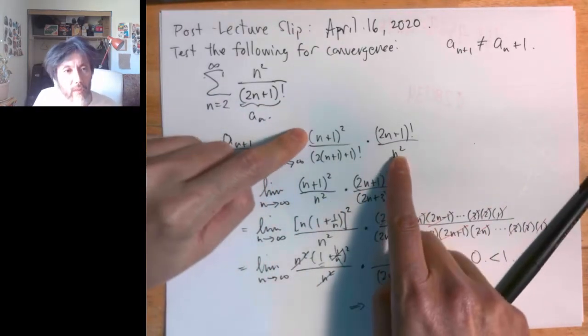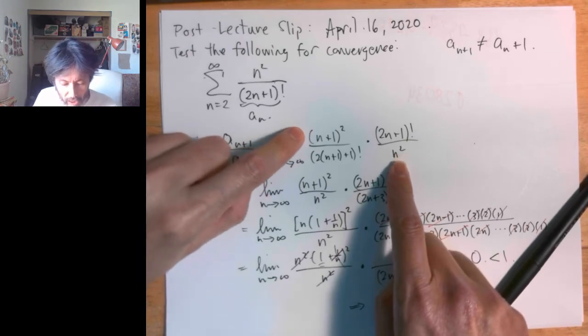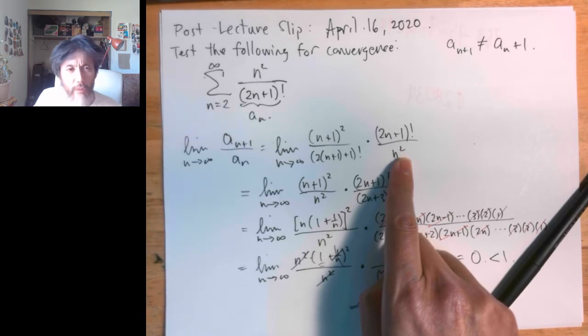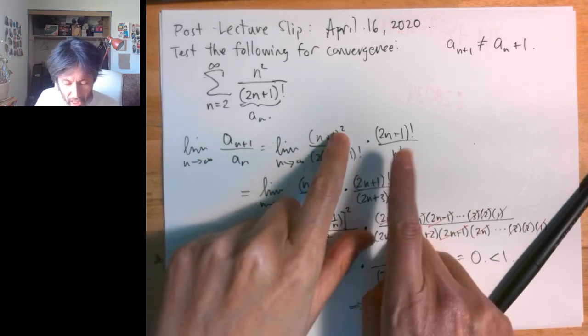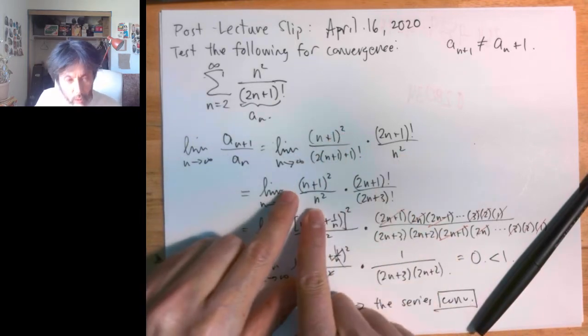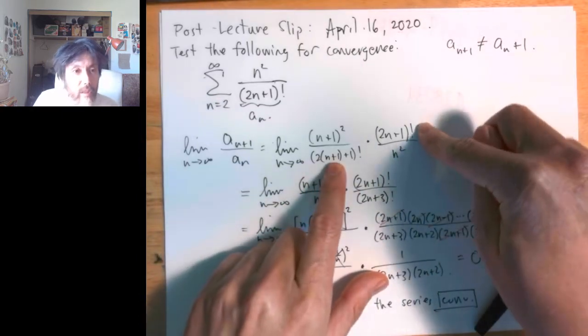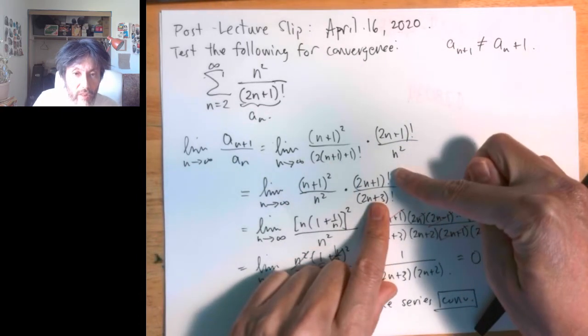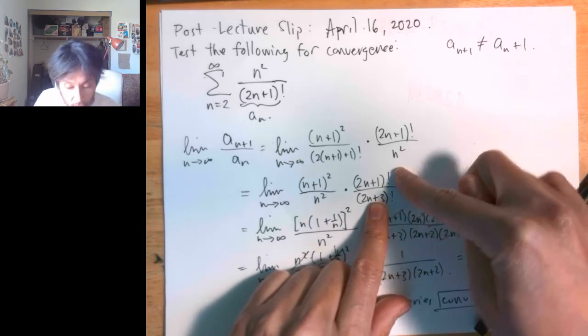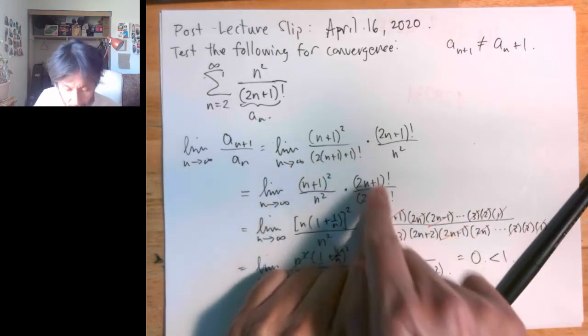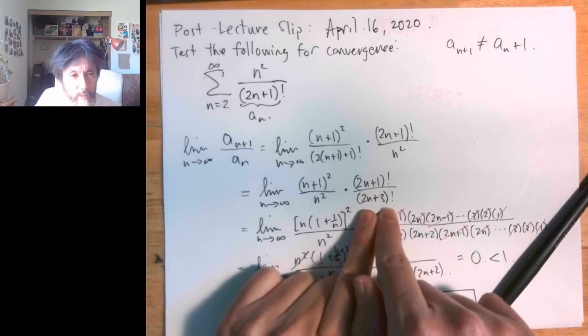I think it's very often convenient when using a ratio test to group together like terms, terms which superficially resemble one another. So this n plus 1 squared looks like this n squared, so I'm going to group them together in a single fraction. And the factorials look similar, so I'm going to group those together in a single fraction. Please note that 2(n+1)+1 is equal to 2n plus 3.